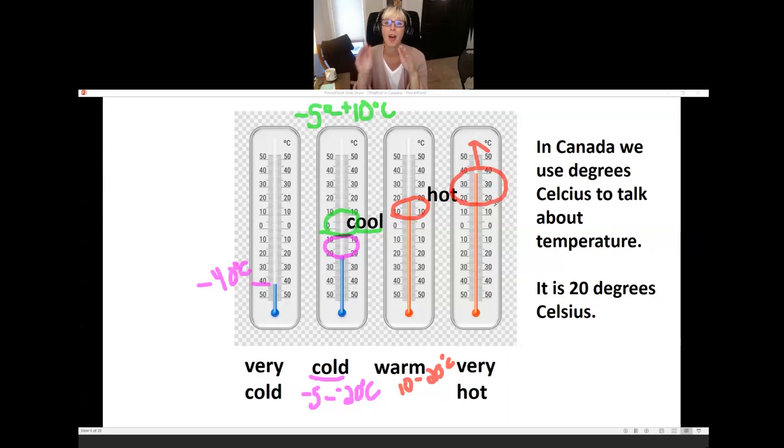And some of you come from countries that are very, very hot. I think I missed hot. Let's just move this one up, okay? And hot can be here, like 20 to 30 is hot. Very hot is 30 to 50 degrees Celsius. Some of your countries are very, very hot.